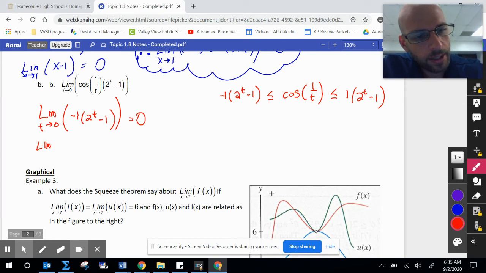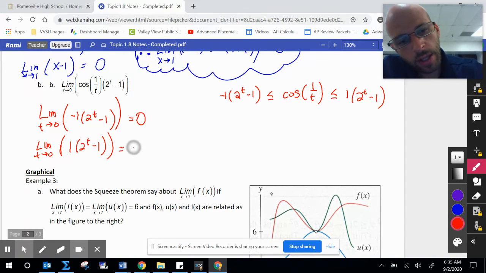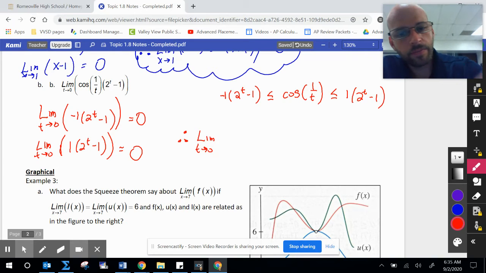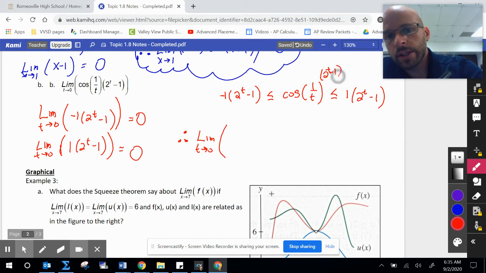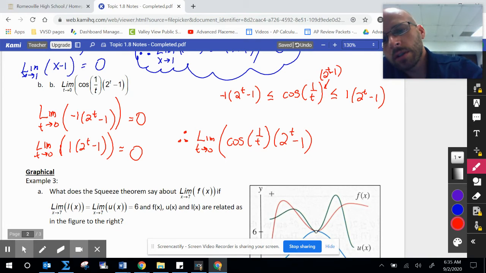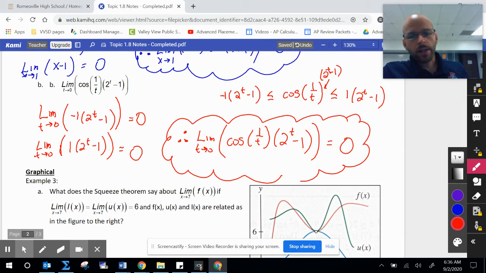And then if I take the limit as t approaches 0 of the positive side, so 1 times 2 to the t minus 1, if that equals 0, then I can make the conclusion that the limit as t approaches 0 of, oh, I forgot my 2 to the t minus 1 in this. That should be in there. Of cosine of 1 over t times 2 to the t minus 1. Trying to use good notation all the way through, guys. Okay, I know that that's also going to have to be 0. Okay, so that's my conclusion.